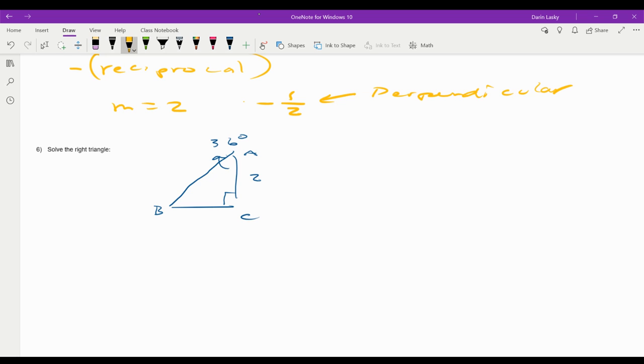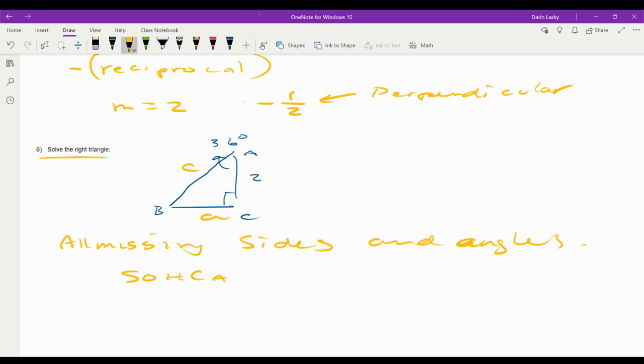All right, from a review assignment, guys, solve the right triangle. Remember, when you solve the right triangle, you're going to find all missing sides and angles. So on this one, we need to find side C, we need to find side A, and don't forget on this, you use SOHCAHTOA and your calculator.